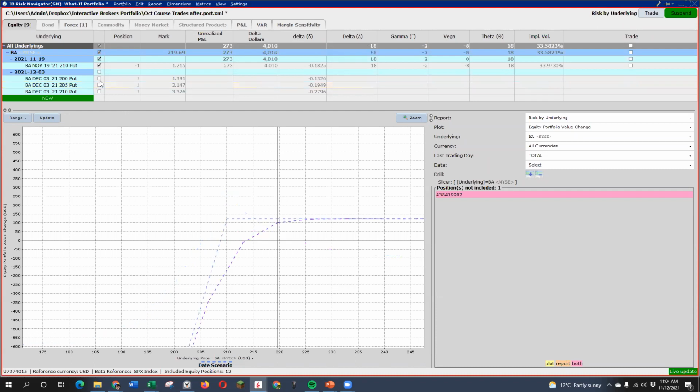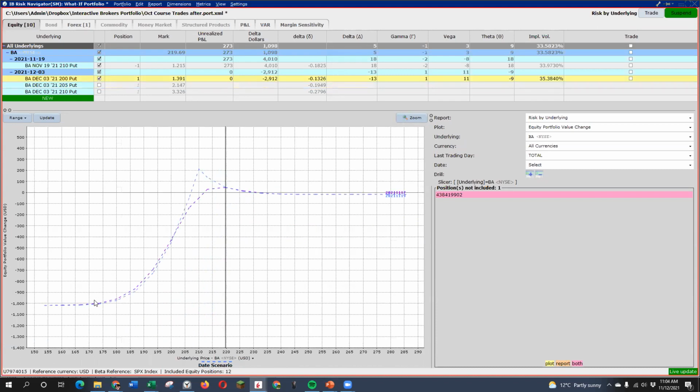The other thing I looked at was going even further down and buying the 200 put, but that adds quite a lot more risk on the downside.